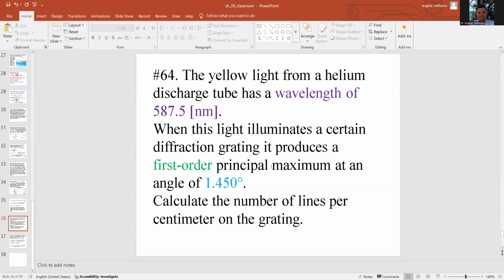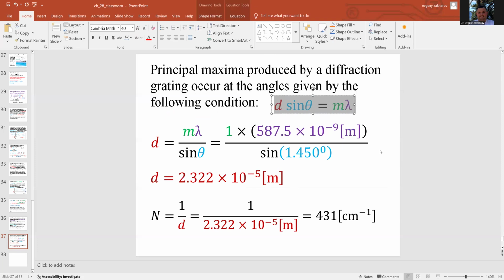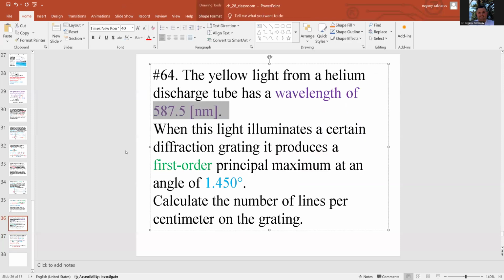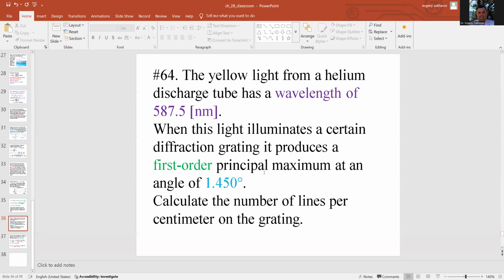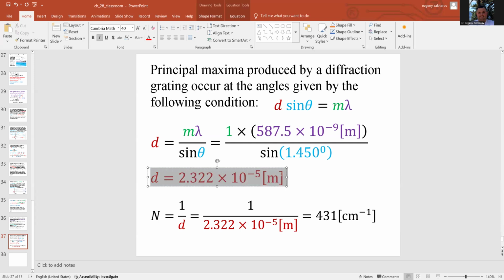The condition for maxima, the keyword is maximum. So the condition for maxima: d sine theta is m lambda. And if it's the first maximum, then m is 1. And lambda is given. Lambda is 587.5 nanometers. That's your lambda. An angle is also given. So sine of that angle, which once again, with the small angle approximation, you can go with tangent or the angle by itself in radians, solving for the unknown parameter, which is the distance between the slits, gives you this much.